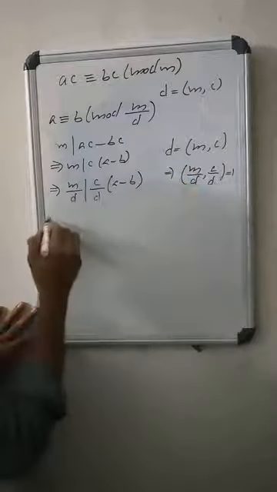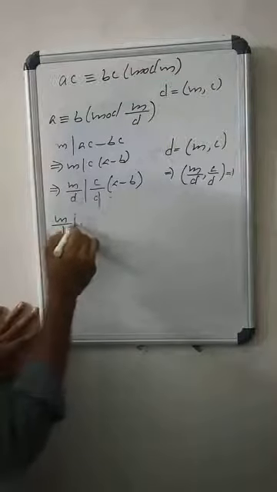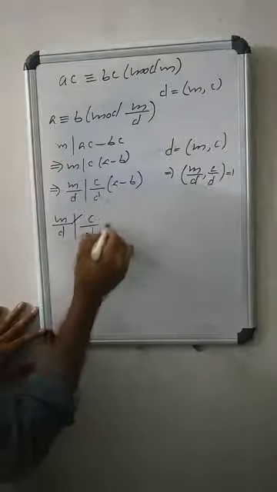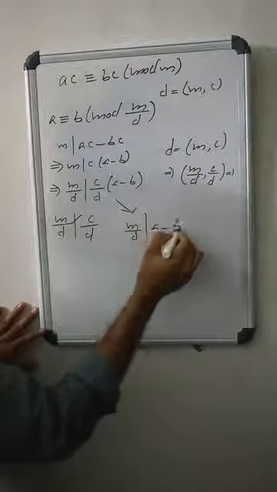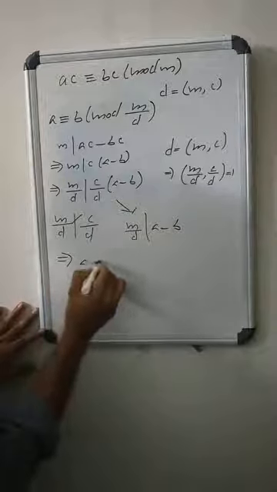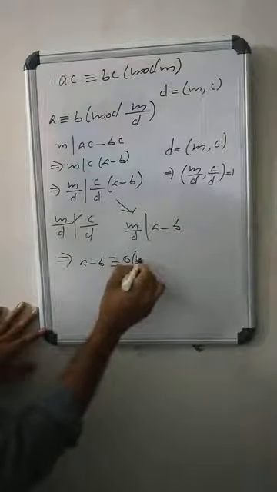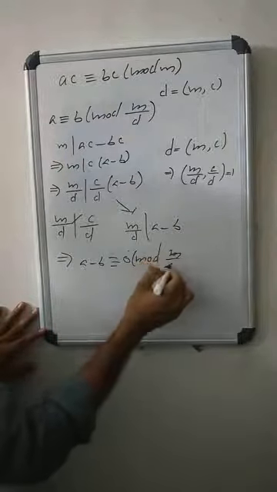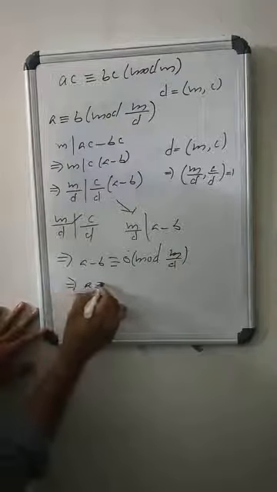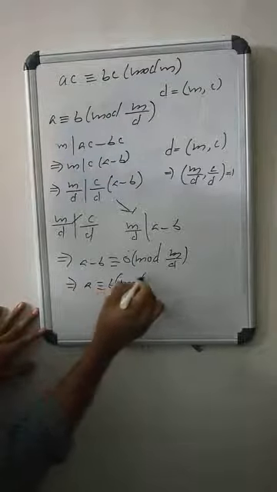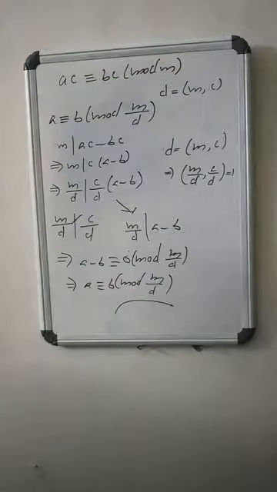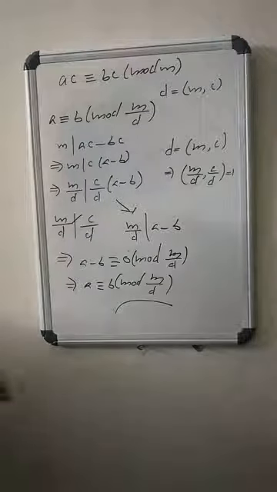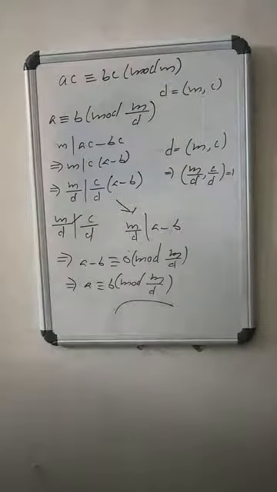Clearly M by D and C by D are relatively prime to each other. We know that M by D does not divide C by D. Thus M by D must divide A minus B. M by D divides A minus B means A minus B is congruent to 0 mod M by D. That means A is congruent to B mod M by D. Okay, so the cancellation is possible when the common factor C can be cancelled provided the modulus is divided by the GCD of that modulus and the common factor.